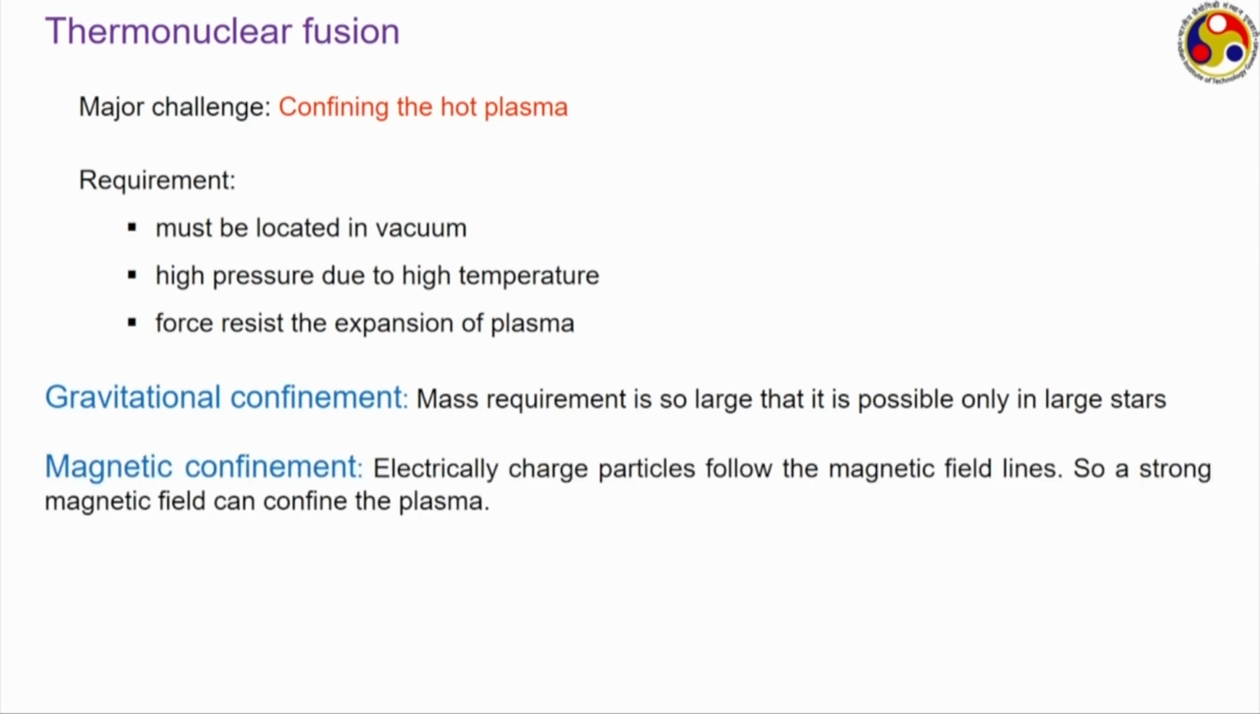What we commonly find is magnetic confinement. Electrically charged particles follow magnetic field lines. So, a strong magnetic field is provided to confine the plasma. Here strong refers to extremely strong.